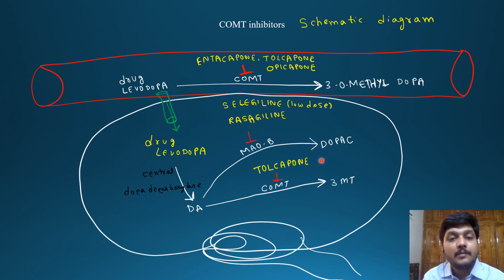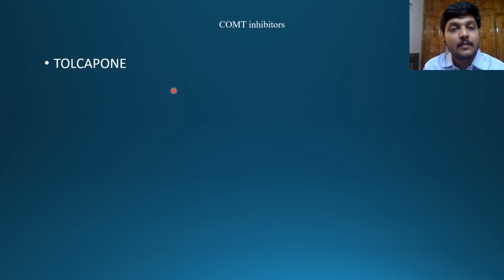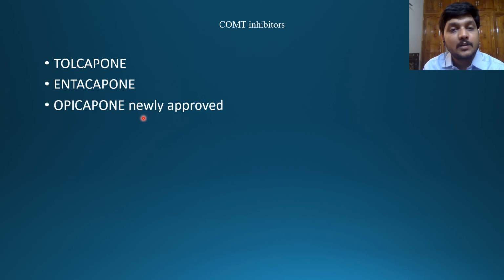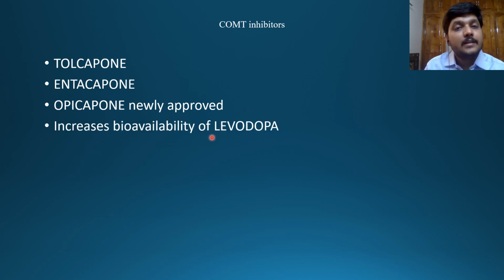To inhibit the COMT, tolcapone is a drug which can pass the blood-brain barrier and acts here, and the MAO-B inhibitors are selegiline, to be given in low doses, and rasagiline. Tolcapone, entacapone, opicapone are the COMT inhibitors; of them, opicapone is newly approved. They increase the bioavailability of levodopa.